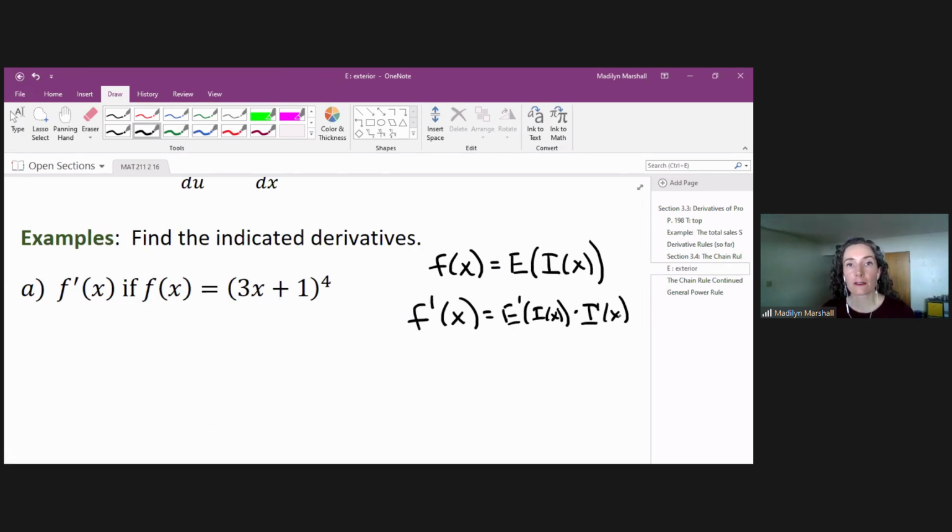So we're not going to fully separate the two layers like we did in the previous examples, but we should be able to see from that practice what our two layers of function are. So E, the exterior in this case, is just the part that's happening on the outside. So it's this thing raised to the fourth power. Our interior is the part on the inside. So that's the 3x plus 1.